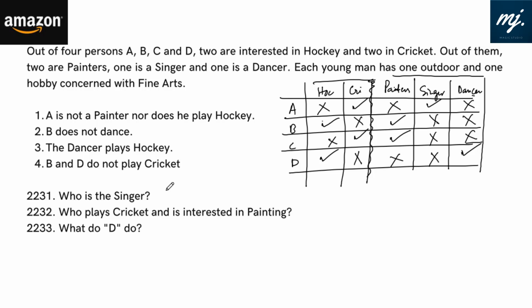Okay, now the answers. Who is the singer? A is the singer. Who plays cricket and is interested in painting? This formation we got there for C. Then the answer to the second one should be C. What does D do? D plays hockey and D is the dancer. Great. Let's move on.